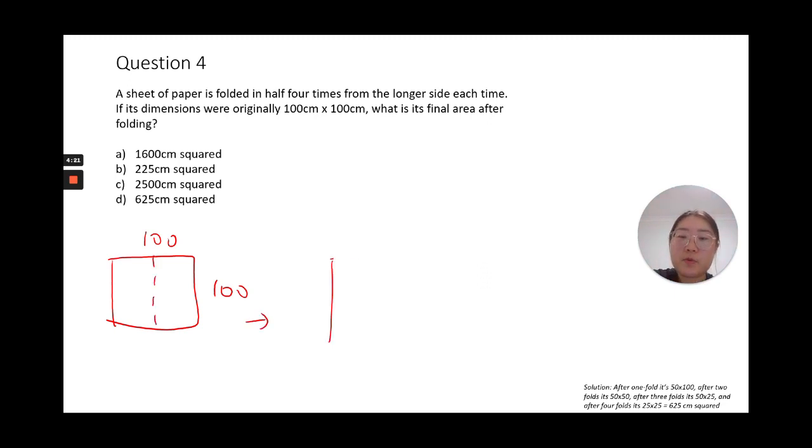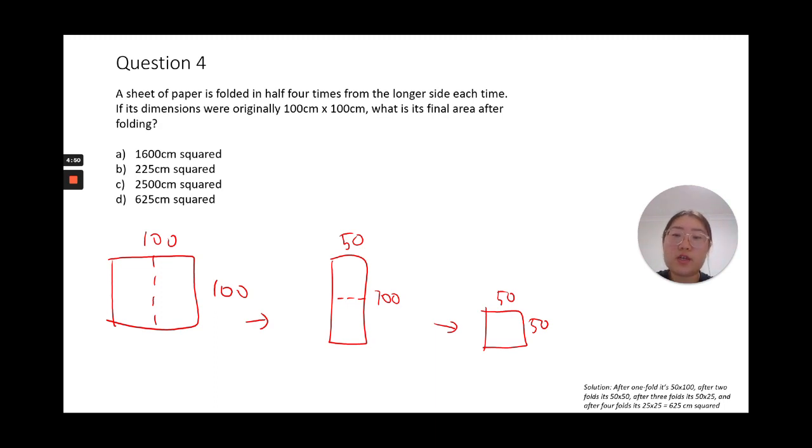And what do we get? We'll get a rectangle that looks like that, 50 by 100, because we folded it in half. So we need to halve that dimension. Now we're going to fold it again from the longest side. So fold it down this way, and what do we get? We get another small rectangle, 50 by 50. Okay, so we folded it twice already. What do you notice is happening? We're actually dividing each side, one time on the width, one time on the length, by half each time.